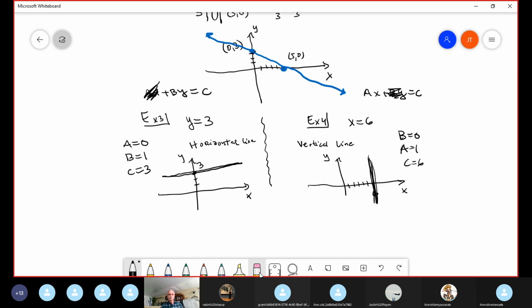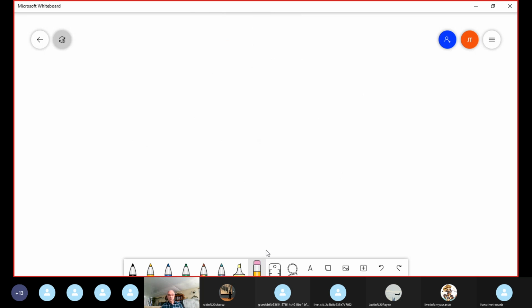Okay, let's move on. The same idea, but a different point of view. Let me compute a slope of the line. And what is the formula to compute the slope? The formula is y2 minus y1 over x2 minus x1.